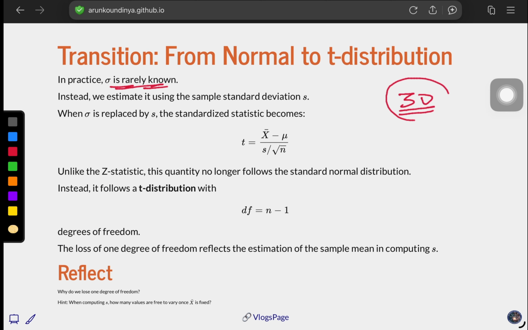Where does this come from? It comes from the concept of degrees of freedom. What is degrees of freedom? It is a statistic that indicates the number of independent values that can vary in an analysis without breaking any constraints.